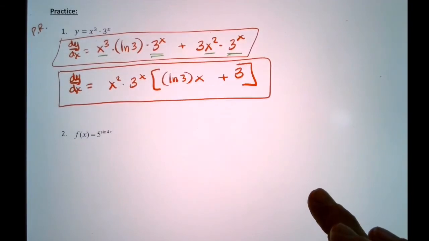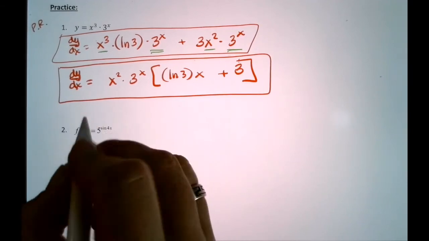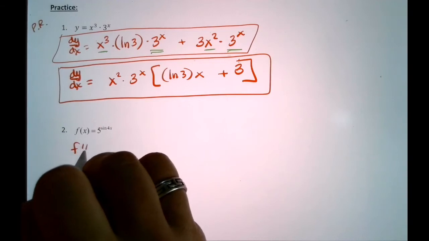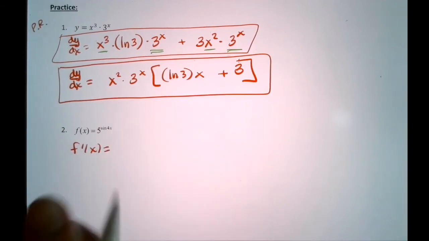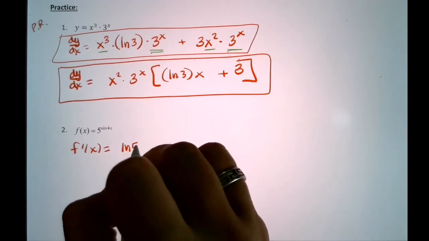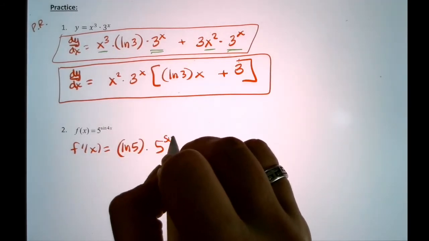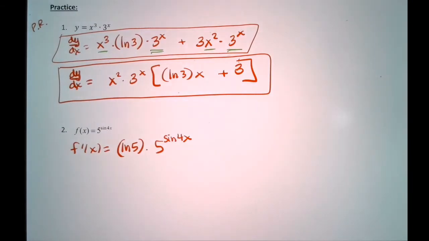Number 2 looks pretty terrifying because it's an exponential base 5 with a trig function in it, so that's kind of fun. And we're just going to get right to it. There's no property to deal with here. This is an exponential, not a logarithm. So remember, the derivative of an exponential is always itself. I'm just going to start with the natural log of 5 because that's the base of the exponential. But I am going to put this exponential function in the derivative. That's how they all work.